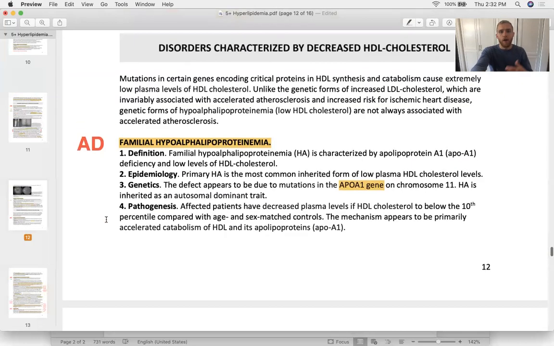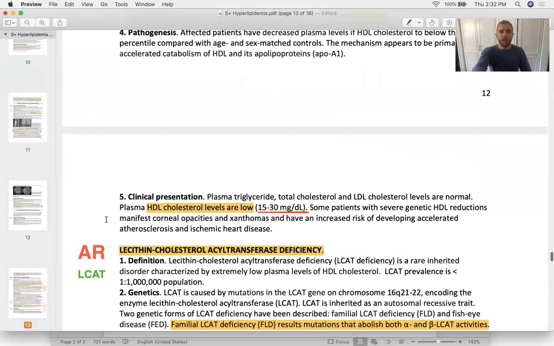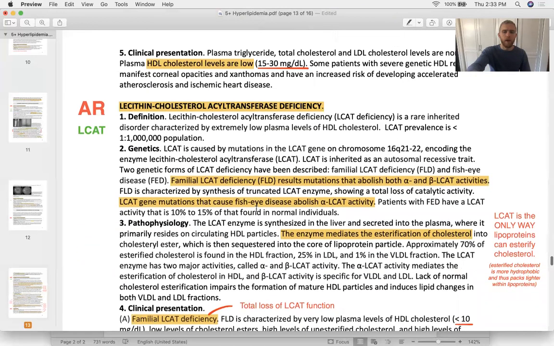If someone has familial hypoalphalipoproteinemia, they have very low plasma HDL in the 15 to 30 mg per deciliter range, and that's going to be the most diagnostic clue that you get in a question stem. You can see corneal opacities and xanthomas. You can see accelerated atherosclerosis and ischemic heart disease, and know that all of these symptoms are downstream of having high systemic lipids. The second low HDL disease is the LCAT deficiency.